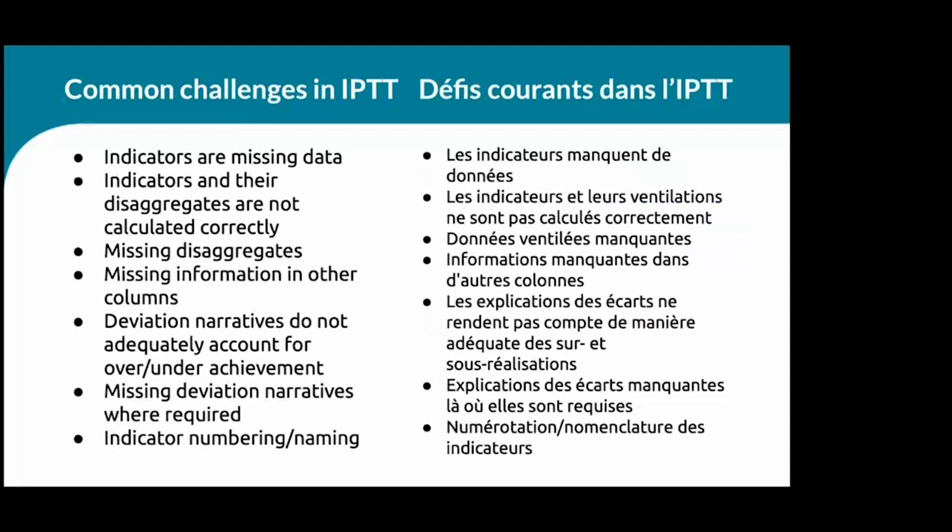Some common challenges that we've seen in other IPTTs are indicators can be missing data, disaggregates may not be calculated correctly, or they're missing, or the deviation narratives aren't adequately accounting for over or underachievement of that 10%. And then also some issues with indicator numbering and naming, and these are just some things to keep in mind as you develop your IPTT or start to this afternoon.